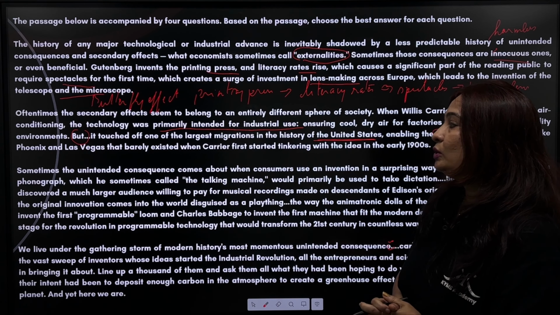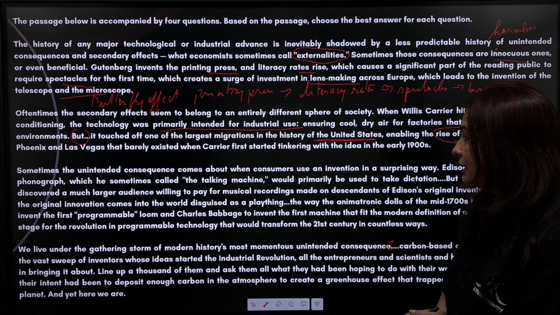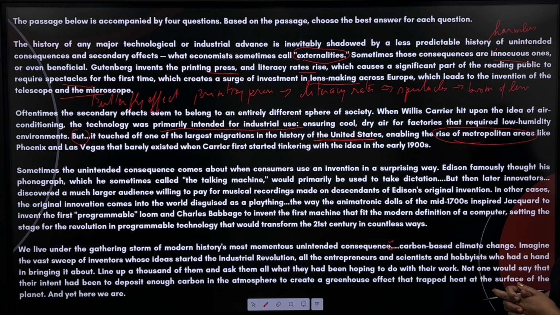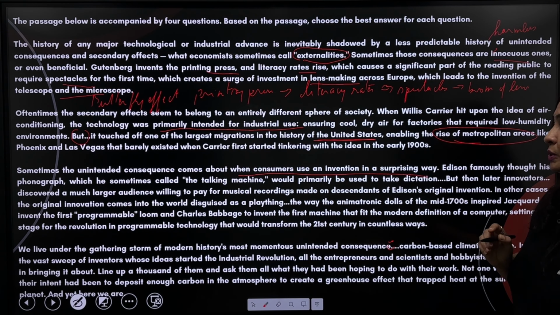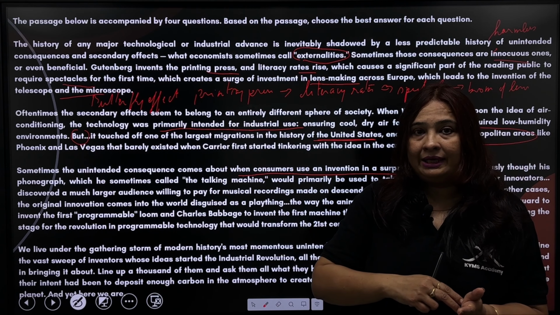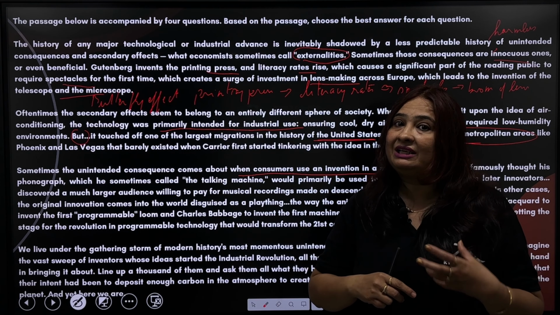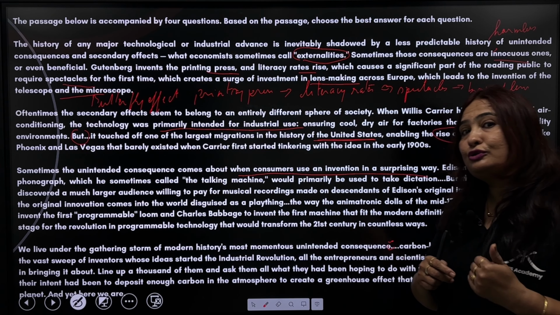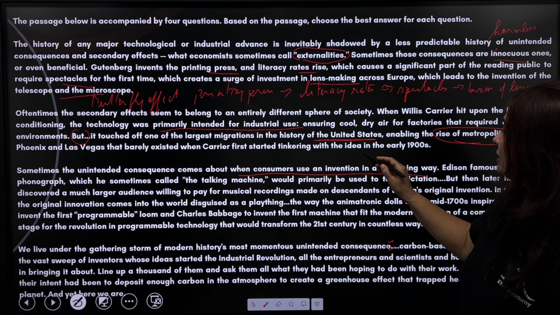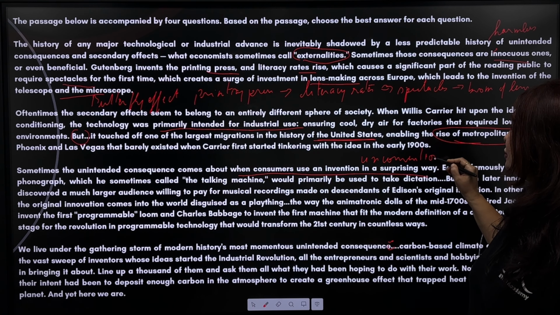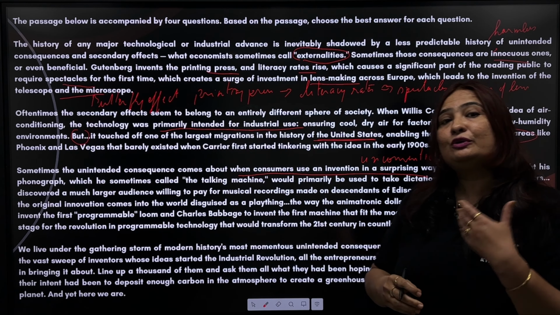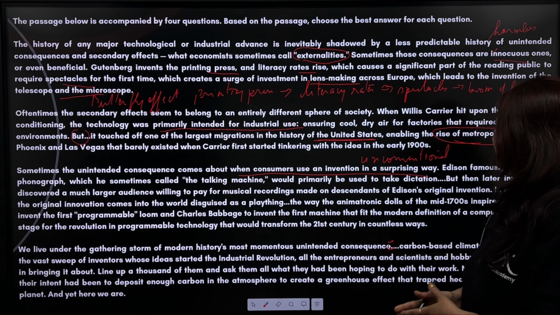Sometimes the unintended consequence comes about when consumers use an invention in a surprising way. So here basically the author is trying to say that unintended consequences are basically the result of unconventional use of the inventions. So here a surprising way, the author means to say unconventional use. हमने सोचा भी नहीं था कि उसका यूज आगे जाकर क्या हो सकता है.